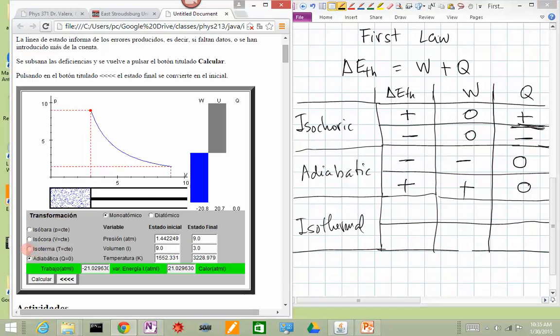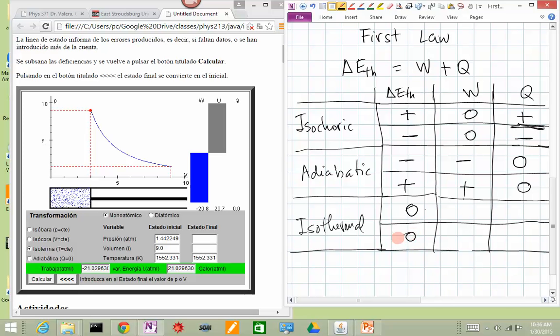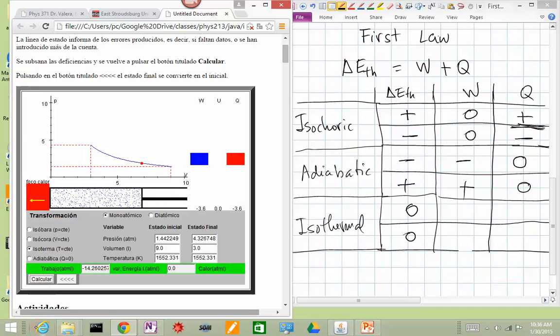Finally, let's look at an isothermal system. An isothermal process has this property: the energy doesn't change. So the energy of the system remains constant. So let's start with this pressure. Let's start with an isothermal compression. We start with 9 and finish with 3. That is an isothermal compression.